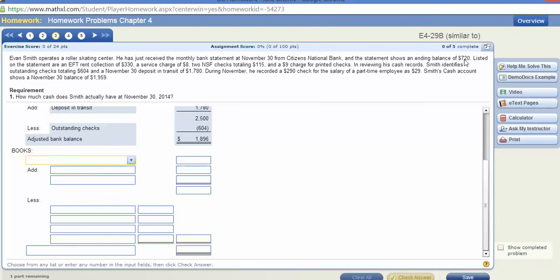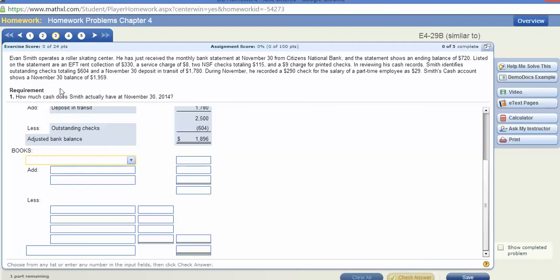This is what the bank statement shows, so that's not right. Listed on the statement are EFT rent collection. Well, that's great, we'll get to that. We're fishing for the balance. There's a check for part-time salary recorded as 29. That was a mistake. The books think it's 29, but it should have been 290. He recorded a $290 check for the salary as 29. This doesn't make any sense. You wouldn't pay somebody $29.